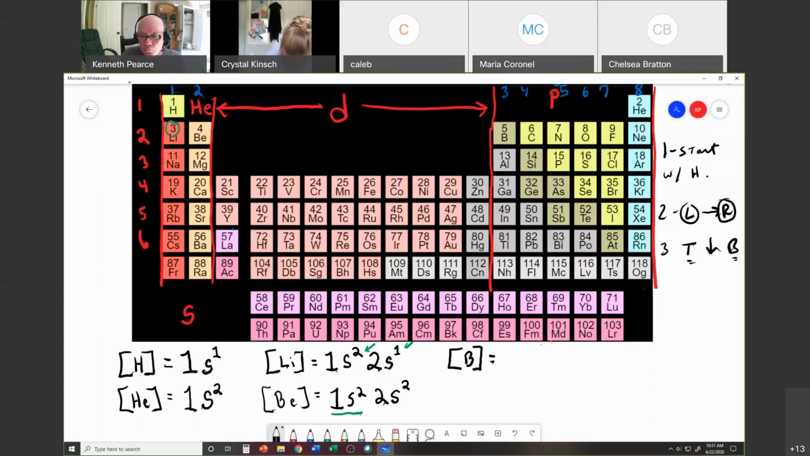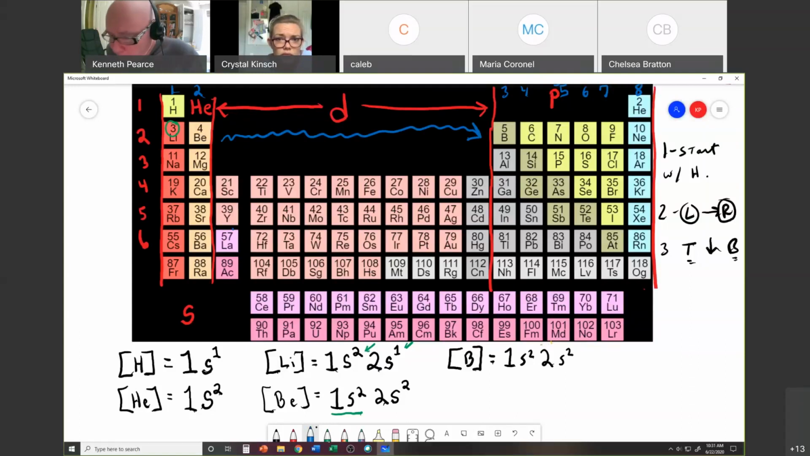We start with hydrogen. We say 1s, 1s2, that's our first row. We drop down to the second row, and there's lithium 2s1, 2s2 with beryllium. And then we jump across. Look what I'm doing here. I'm jumping across from the beryllium to the boron. Where is the boron? It's in row 2. Boron is in row 2.